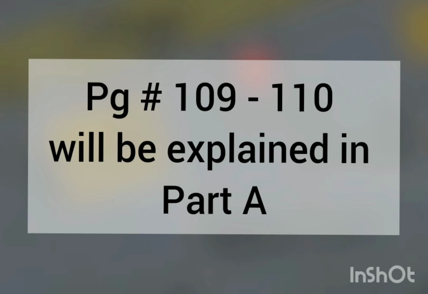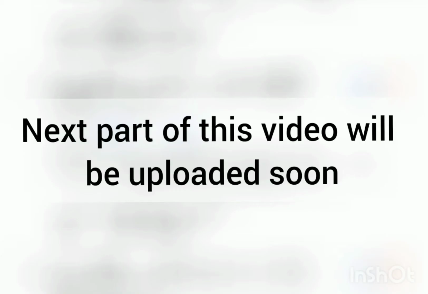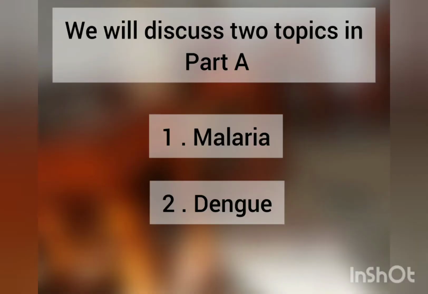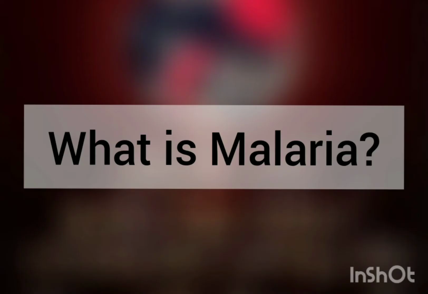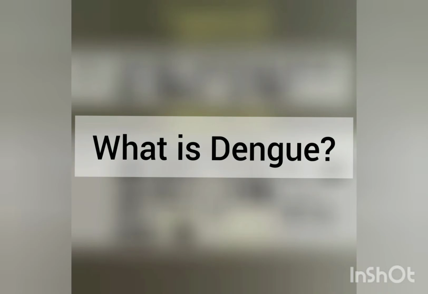Page number 109 and 110 will be explained in this video, and the next part of the video will be uploaded soon. In part A, we are going to study 2 topics, that is malaria and the other one is dengue. Students, basically this chapter is about giving awareness to differentiate among malaria, dengue and chikungunya.